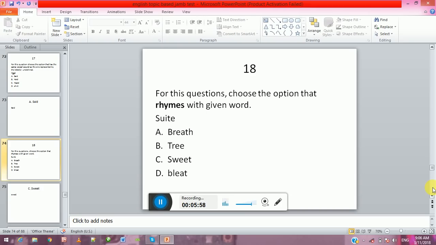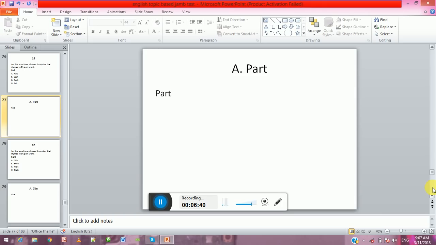For this question, choose the option that rhymes with the given word. The word is suit. So A is breath, B is tree, C is sweet, D is bleat. Suit, sweet. So the answer is C, sweet, as both of them are pronounced similarly. For the next question, choose the option that rhymes with the word cart. A is part, B is lash, C is park, D is cart. So the answer is part. Cart, part.